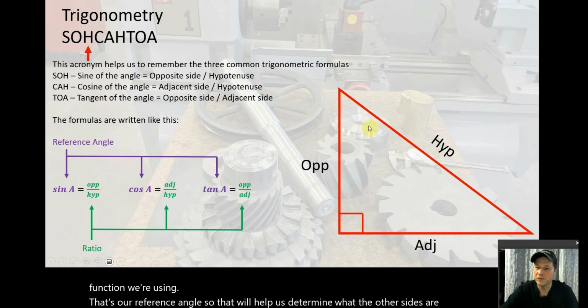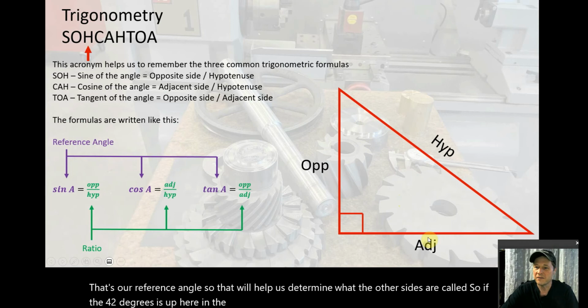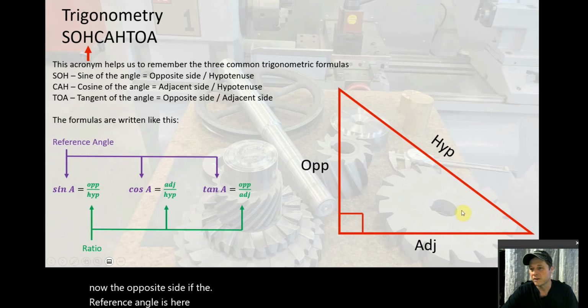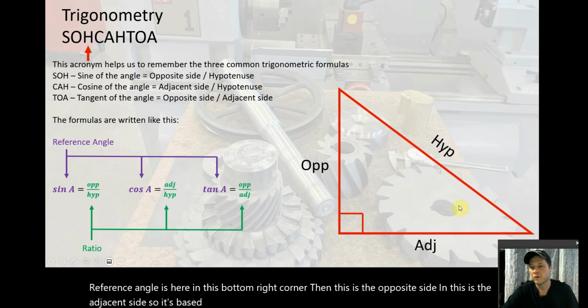So if the 42 degrees is up here in the top corner, then this is no longer the adjacent side. This is now the opposite side. If the reference angle is here in this bottom right corner, then this is the opposite side and this is the adjacent side. So it's based on our reference angle.